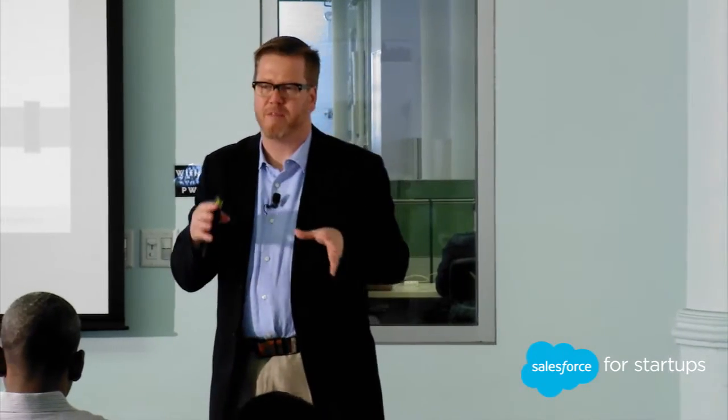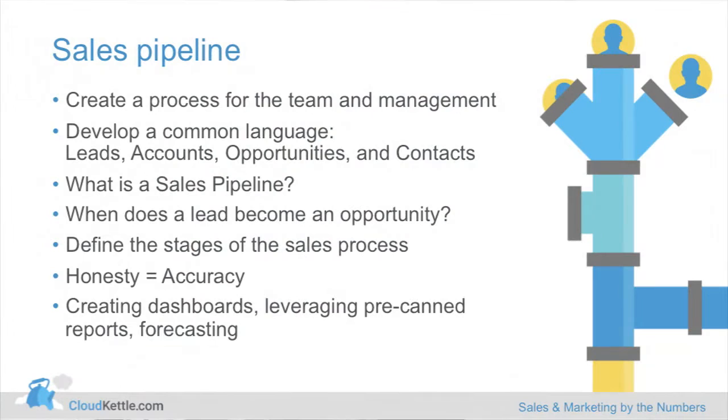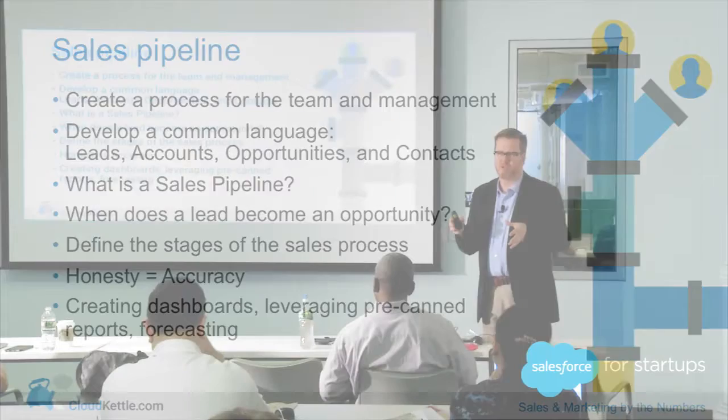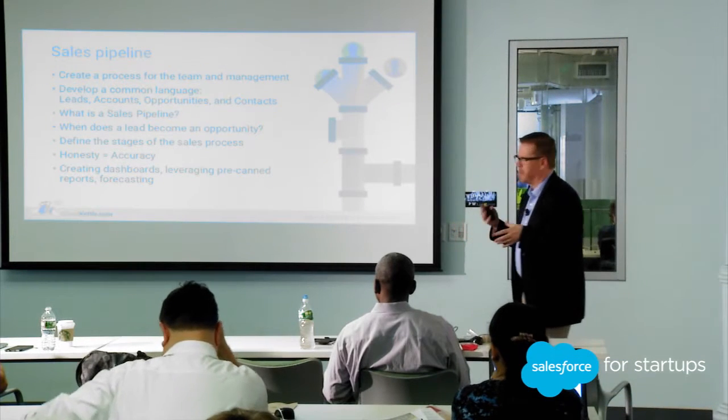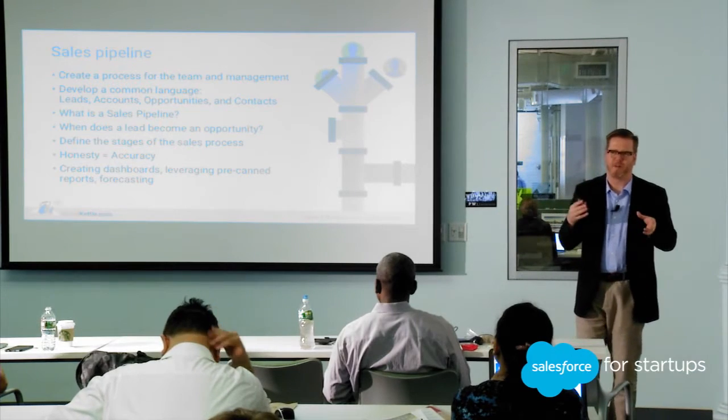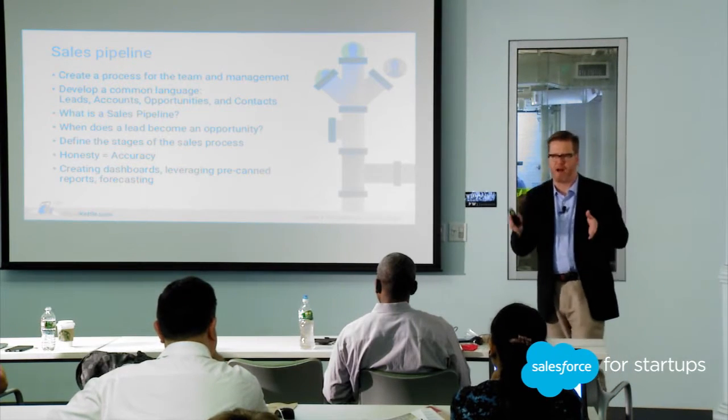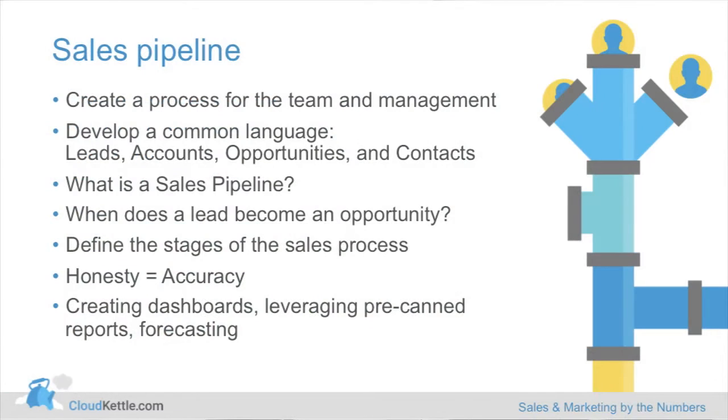So sales pipeline. This is one of the things that we talked about this morning, right? Overall, when your leads get qualified and they have passed and become an opportunity, I want you to create a process for the team. But both the team and the management need to understand what this process means, how things are going to happen, how things move through the funnel. Develop a common language, right? We've talked about this for the last 2 days now. What's a lead? Make sure everybody understands what it is. What's an account? What's an opportunity?